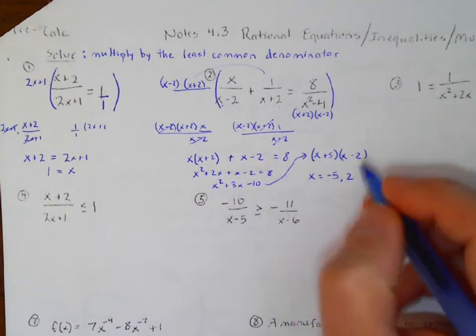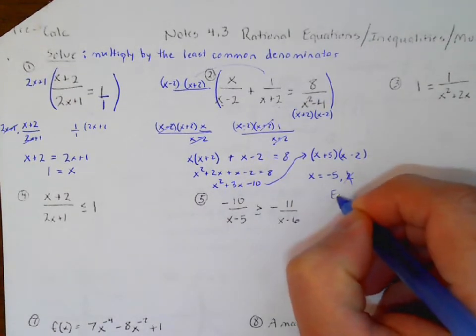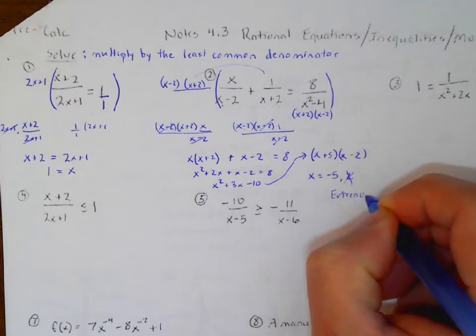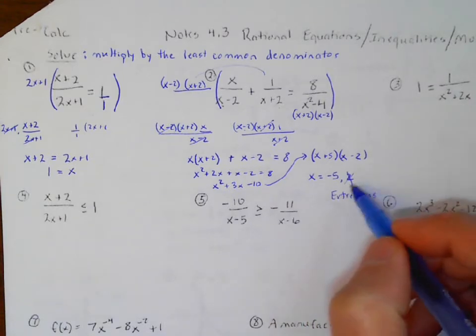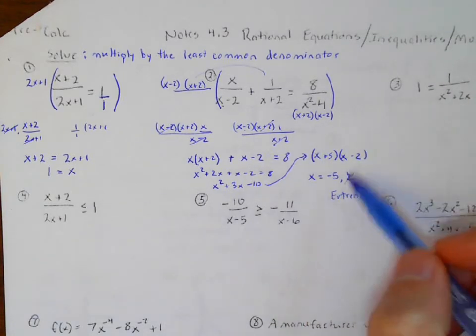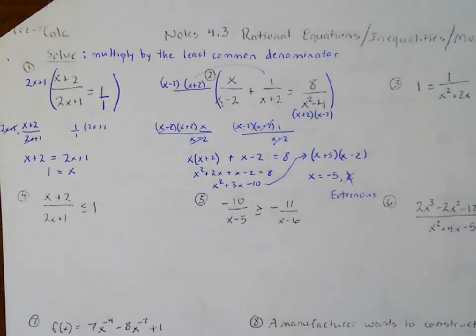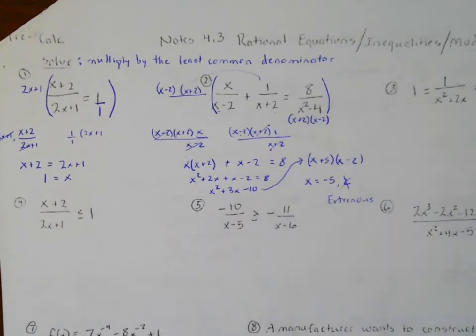No. This is called an extraneous solution. Even though we worked it out perfectly fine, it's not part of our domain of answers that will work. So negative 5 is our only solution to this problem. So after you're done with these, always check them.